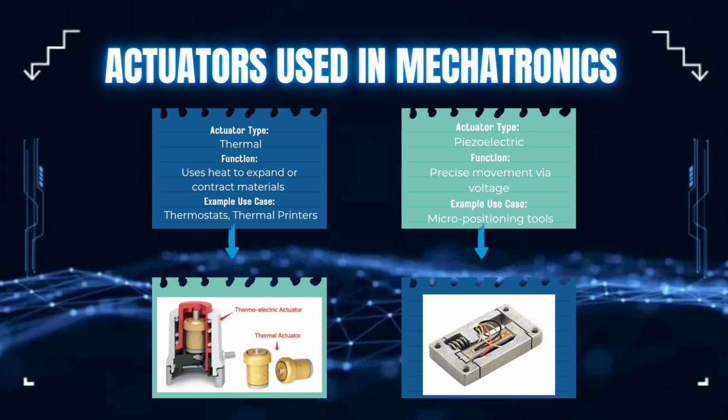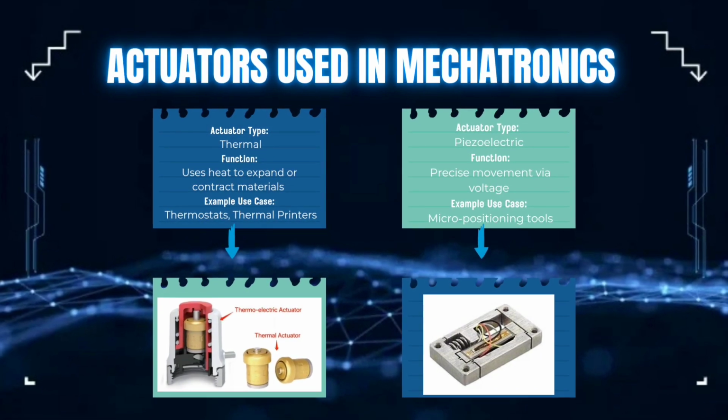And we have thermal actuator. It uses heat to expand or contract materials. Example, thermostats and thermal printers. And piezoelectric actuator. It provides precise movement via voltage. Example, micro-positioning tools.